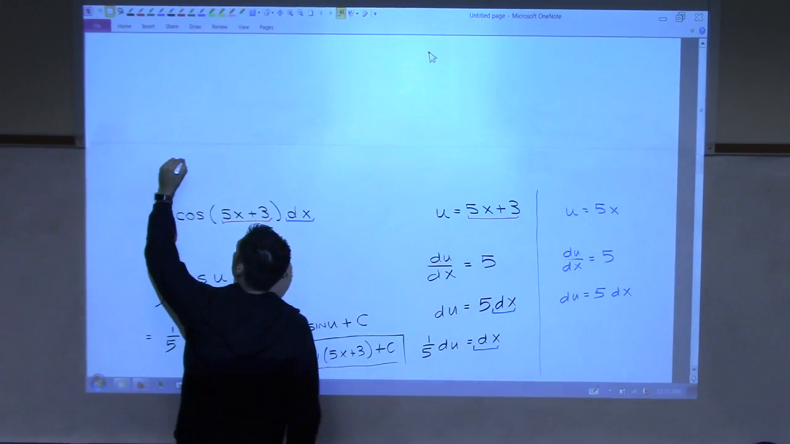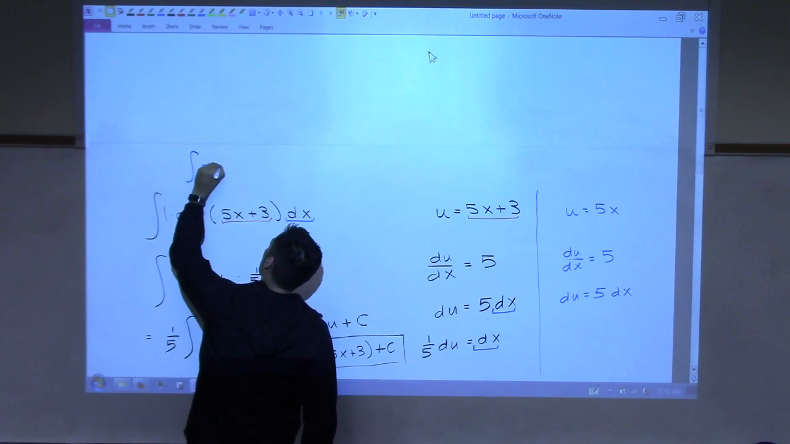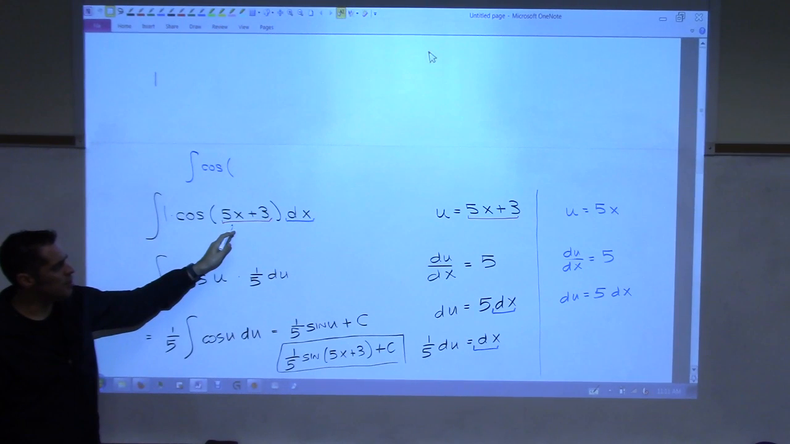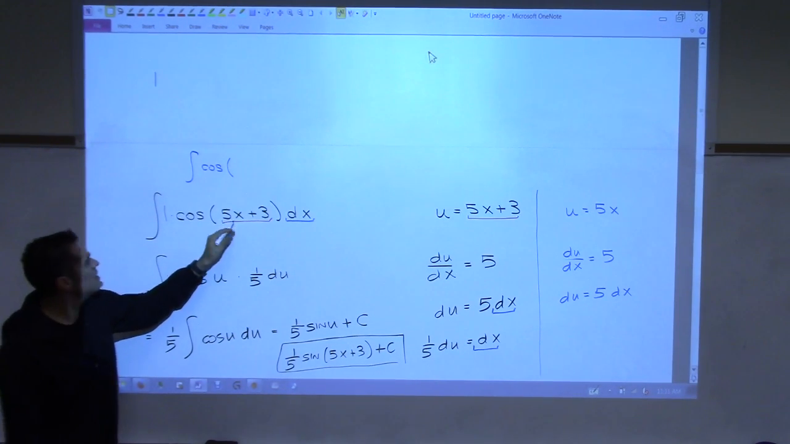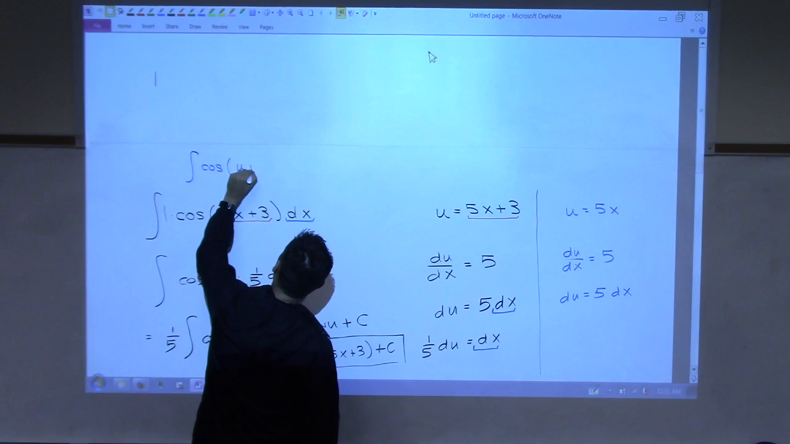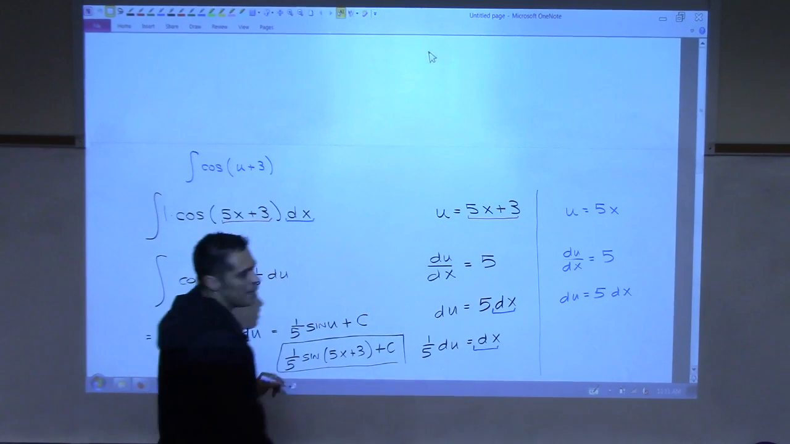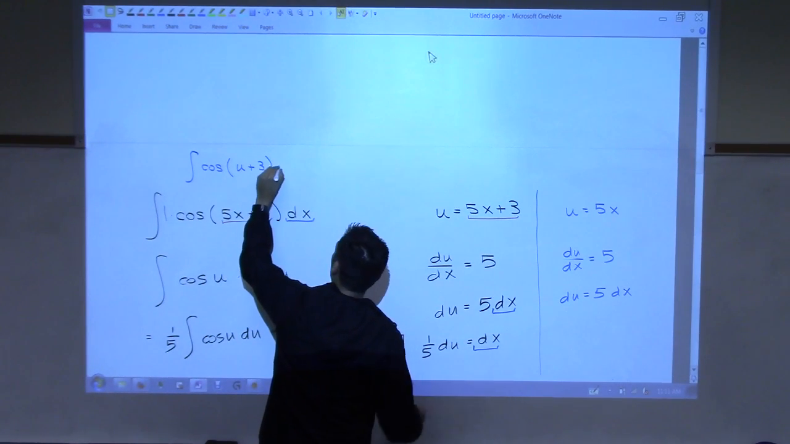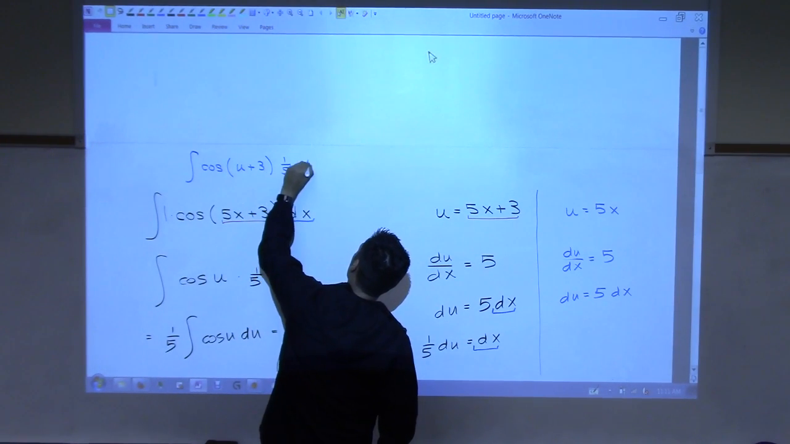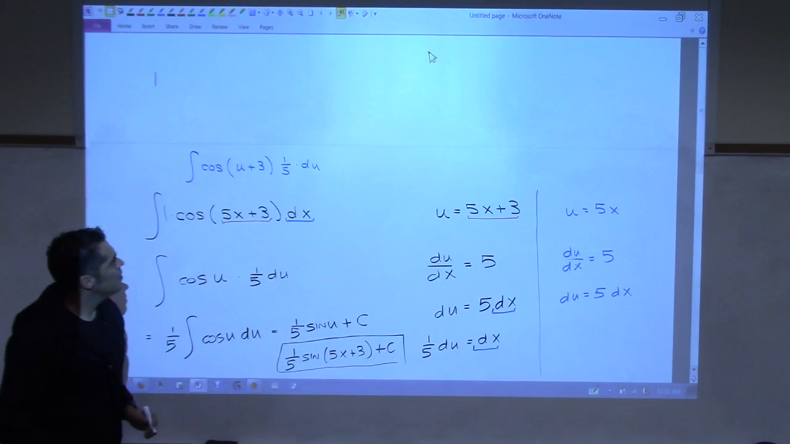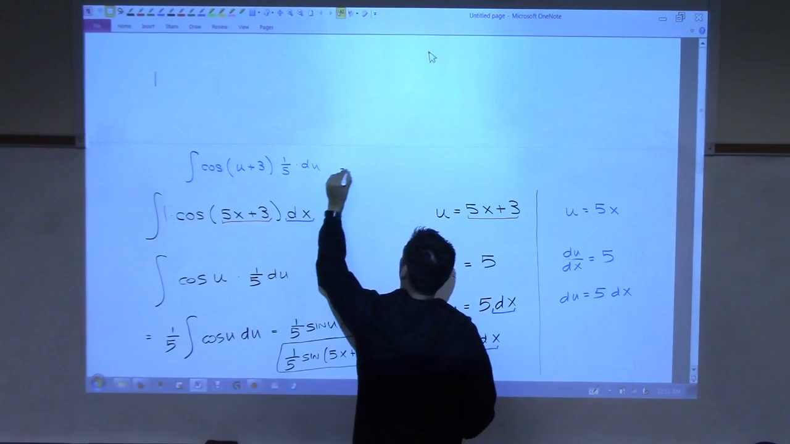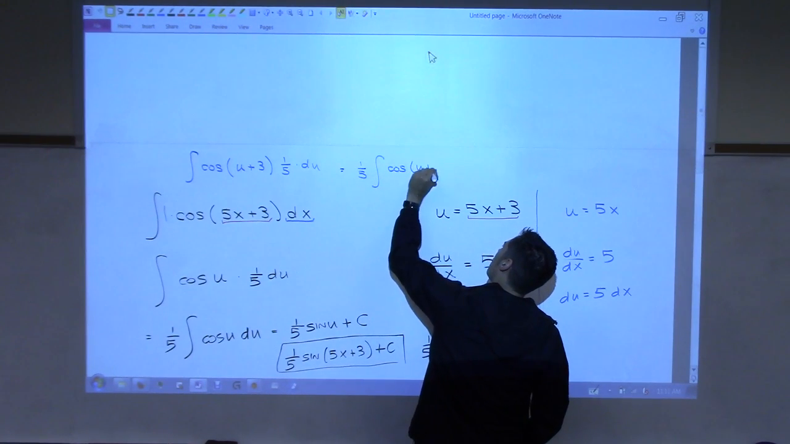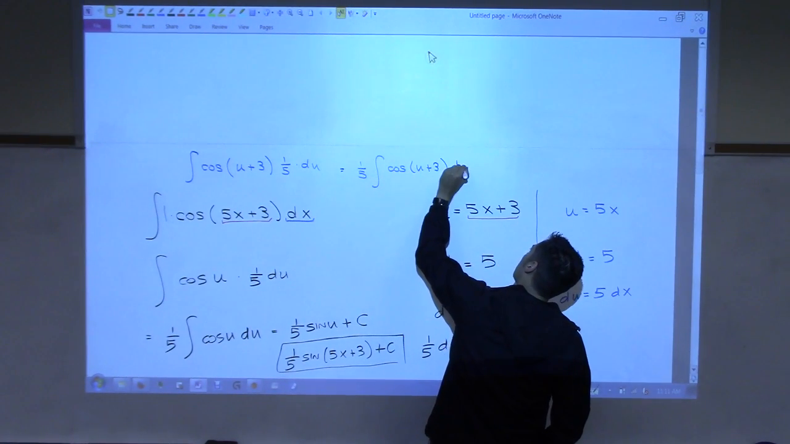When I rewrite this, I'm going to have the integral of cosine of what? What was u? 5x. So this is going to be u plus 3. You see that? And then what? 1/5 du. And then you can pull the 1/5 out. Like that.